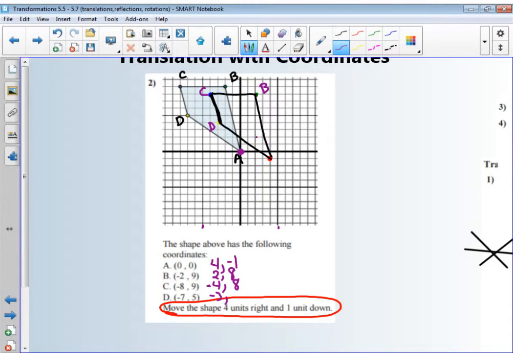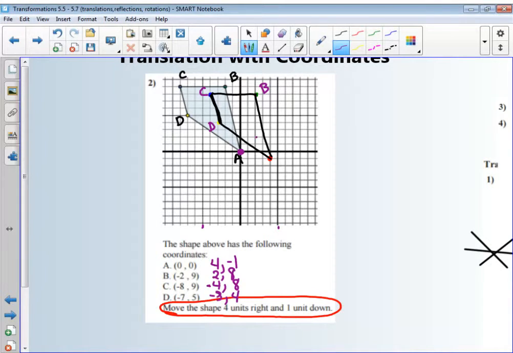So -3, 4. So that's working with also identifying your coordinates. Sometimes they're going to just ask, what are the new coordinates of your new figure, of your translated figure? Sometimes they'll just ask you to move it, and sometimes they're going to ask us what the translation is. So here the translation was 4 units to the right, 1 unit down.